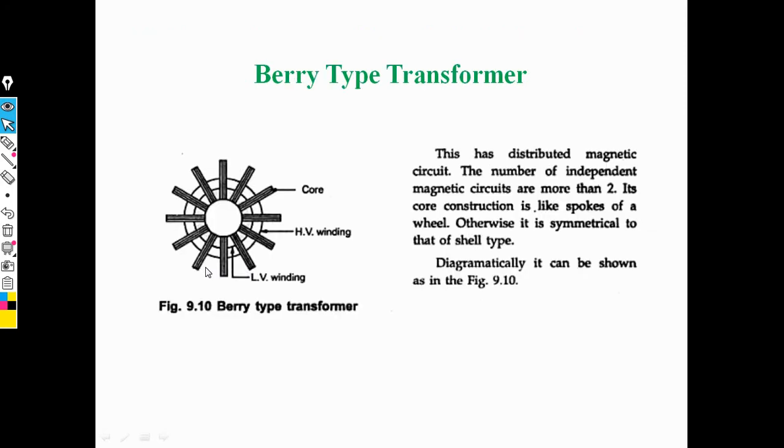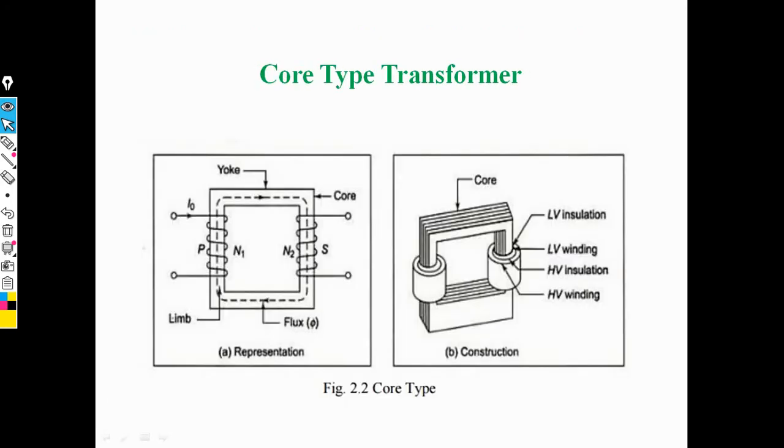First, the circuit diagram for the core type transformer. Here, the core type transformer has only one window. This is the one window here, in the core type transformer.